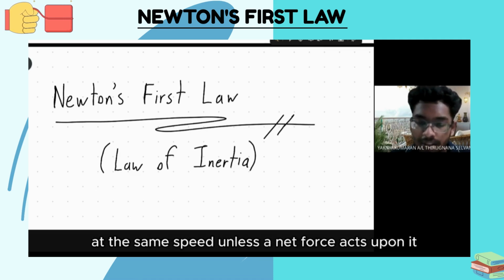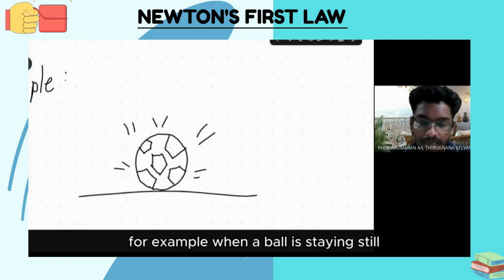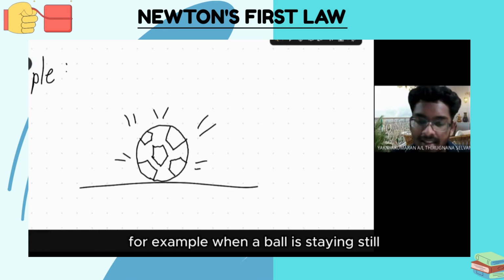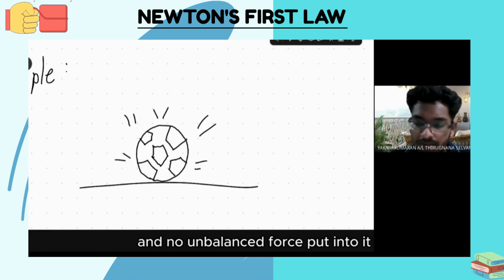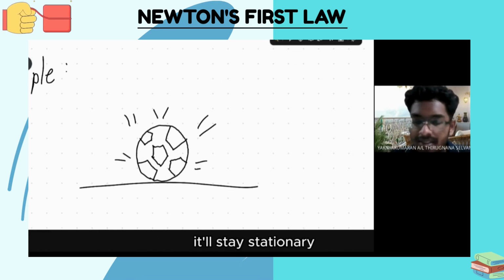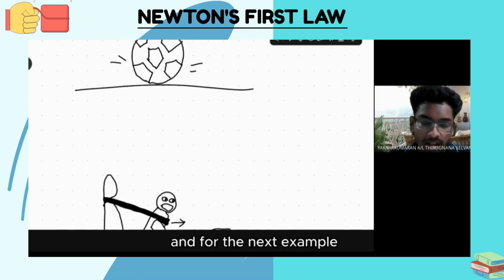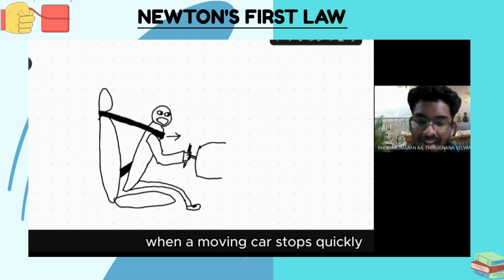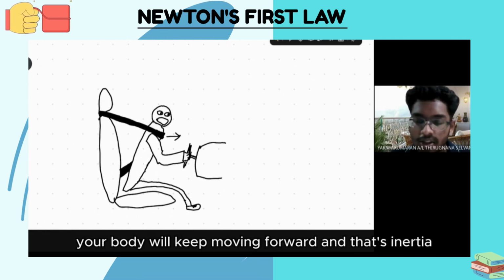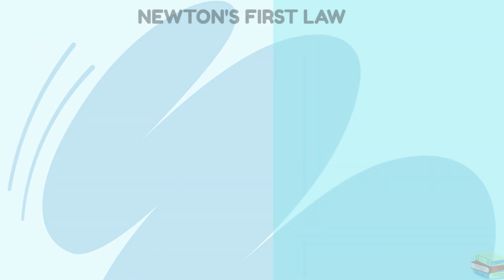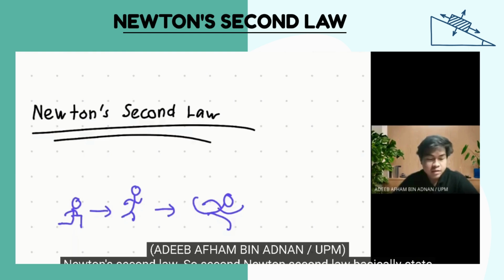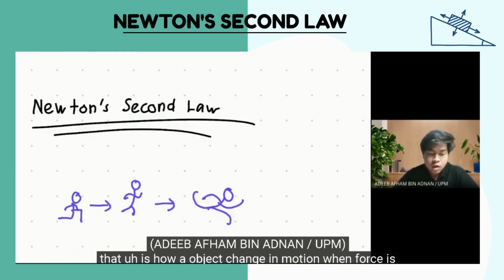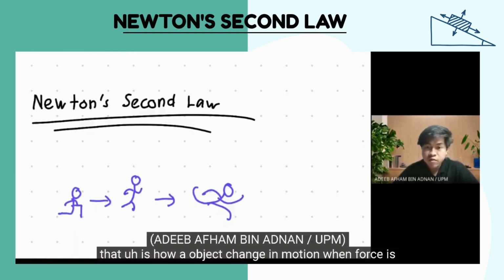force acts upon it. For example, when a ball is staying still and no unbalanced force is put on it, it will stay stationary. And for the next example, when a moving car stops quickly, your body will keep moving forward, and that's inertia.